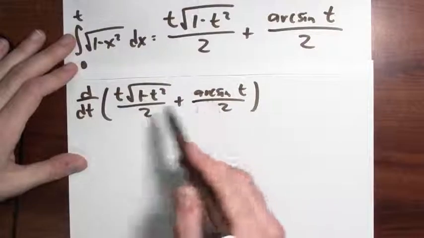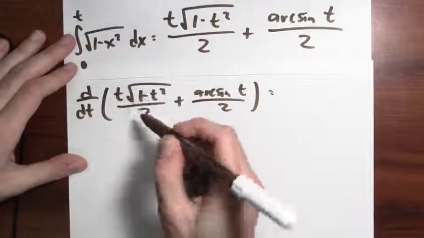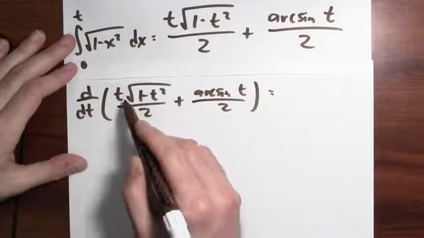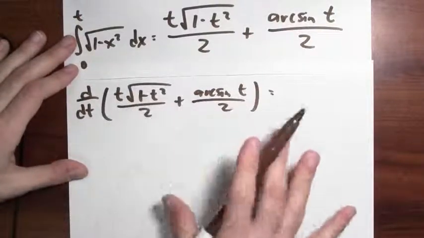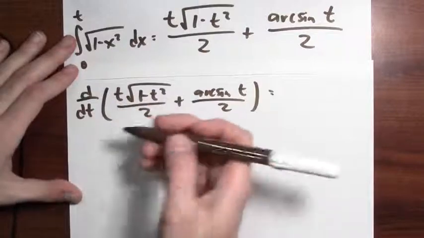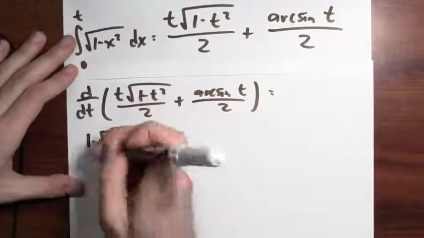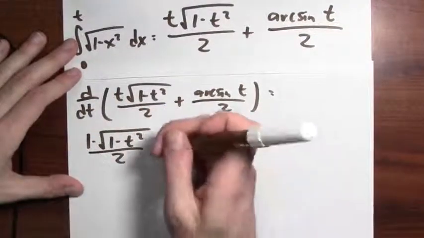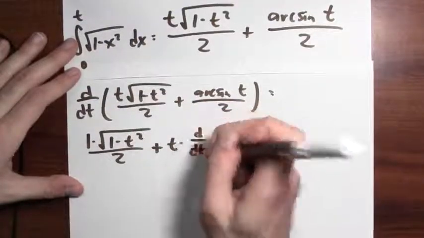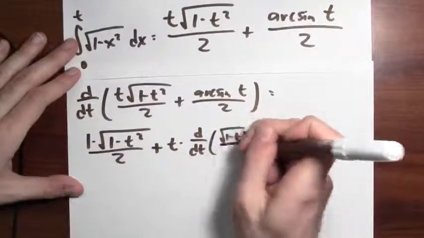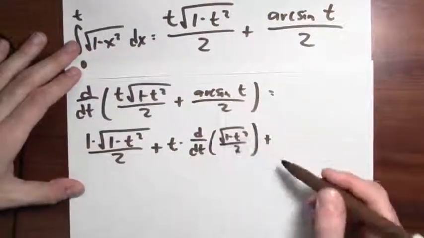And that's differentiating a sum, so I just have to differentiate this and add it to the derivative of this. And this first term is a product. It's the t times the square root of 1 minus t squared over 2. So I'm going to differentiate that product using the product rule. So it's the derivative of t, which is just 1, times the second thing, so the square root of 1 minus t squared over 2, plus the first thing, t, times the derivative of the second thing. All right, d dt, the square root of 1 minus t squared over 2. Okay, so that's the derivative of this first term, plus the derivative of arcsine t over 2.